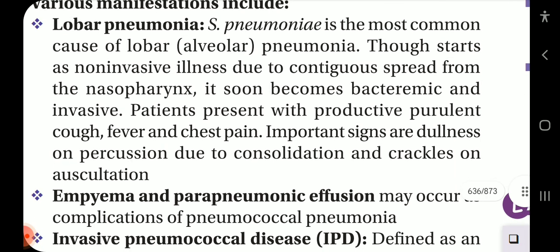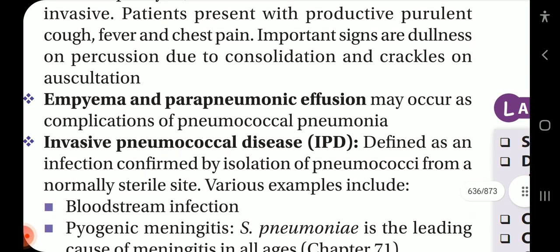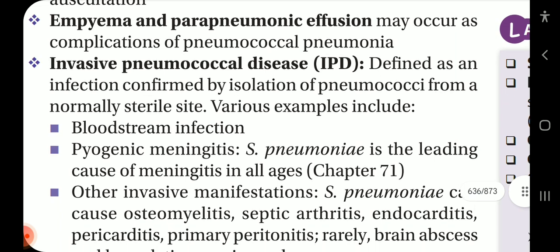Streptococcus pneumoniae is the most common cause of lobar or alveolar pneumonia. Though it starts as a non-invasive illness due to contiguous spread from the nasopharynx, it soon becomes bacteremic and invasive. Patients present with productive purulent cough, fever, and chest pain. Important signs are dullness on percussion due to consolidation and crackles on auscultation. Empyema and parapneumonic effusion may occur as complications of pneumococcal pneumonia.